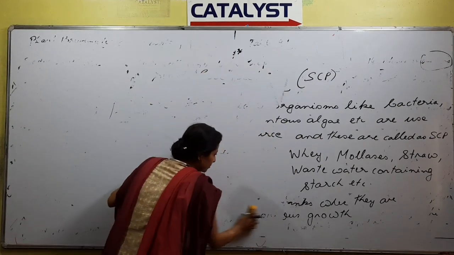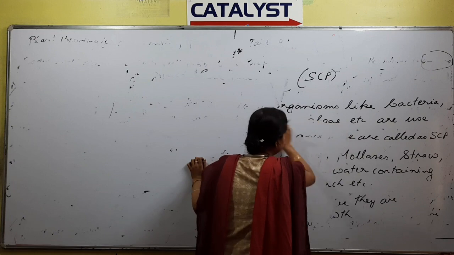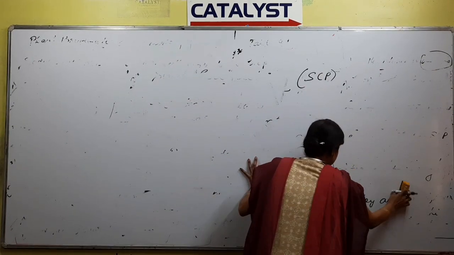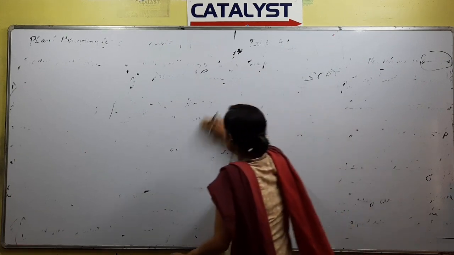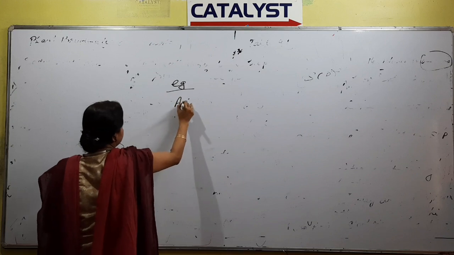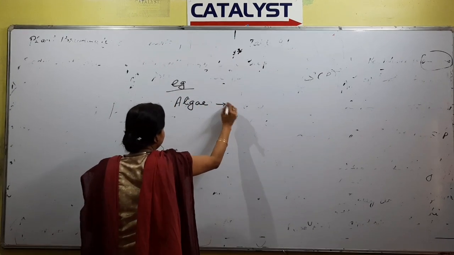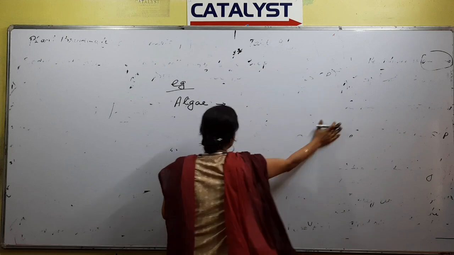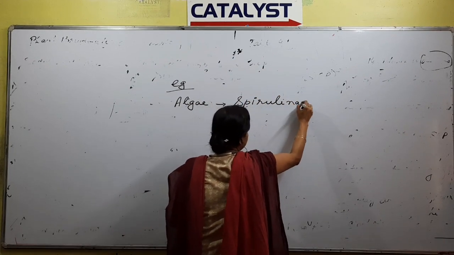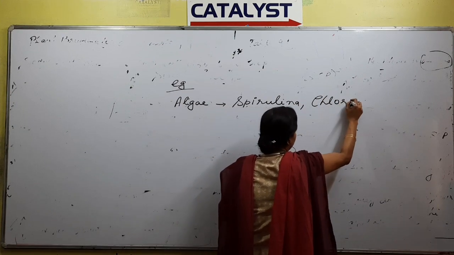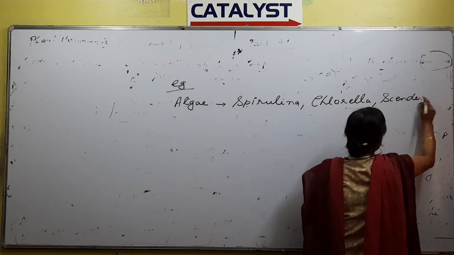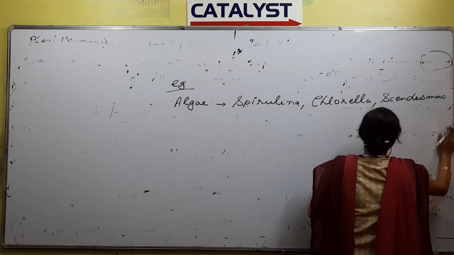Here we need to keep some examples in mind. If you are talking about algae, we take them as food: Spirulina, chlorella, scenedesmus, etc. So these are the algae that are used as food.